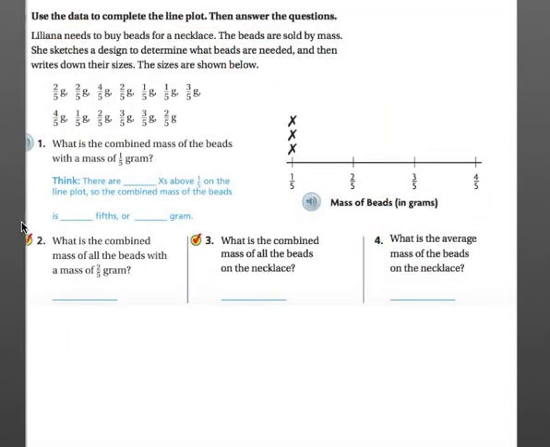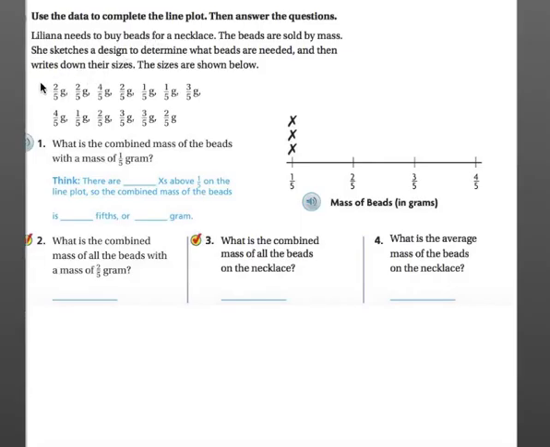And that is all. I'm going to show you one more problem. This is more of the type of problem that you're going to see when it comes time for you to do your math practice today. So let's go ahead and go through another one of these line plot problems. It says use the data to complete the line plot, then answer the question. So I have 2 directions that I need to do.